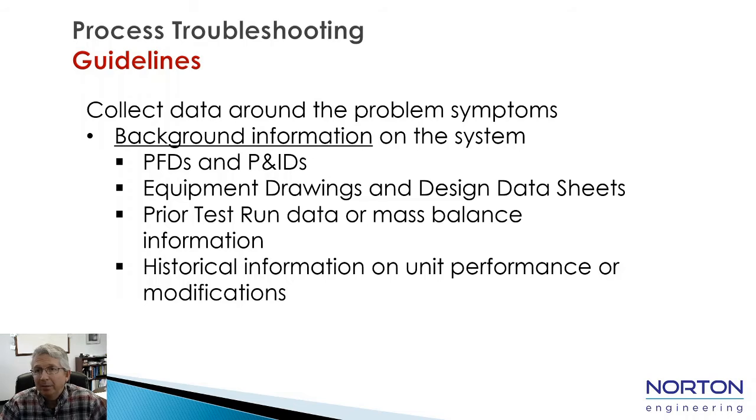Collecting data around the problem includes a lot of background data. Make sure you collect all the PFDs and P&IDs for the impacted system. You want to try and collect equipment drawings and design data sheets to understand how the equipment is supposed to look and how it's supposed to operate. You want to try and collect prior test run data and mass balance information so that you have a good understanding of how the unit was operating before the problem happened.